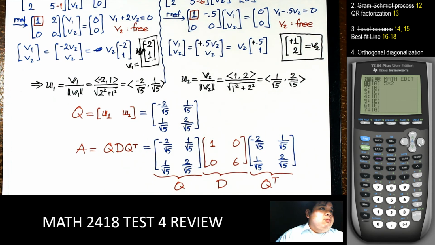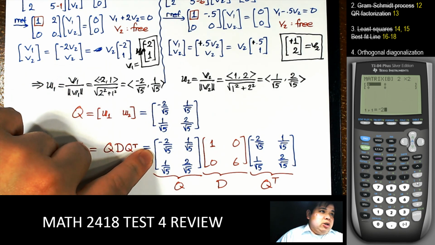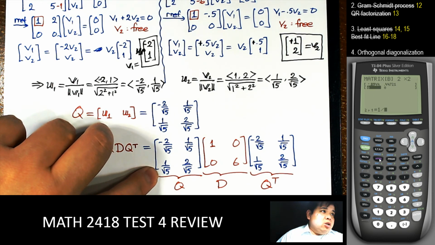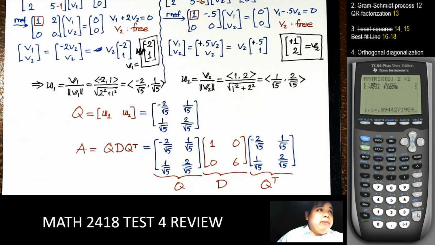Right, I just store, I don't want to mess with matrix A, so let's use B and C. We don't really need C, so store into matrix B. Alright, 2 by 2, negative 2 over square root of 5, one over square root of 5, one over square root of 5, and then 2 over square root of 5. That is B.